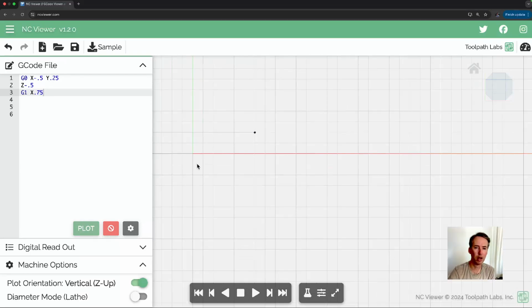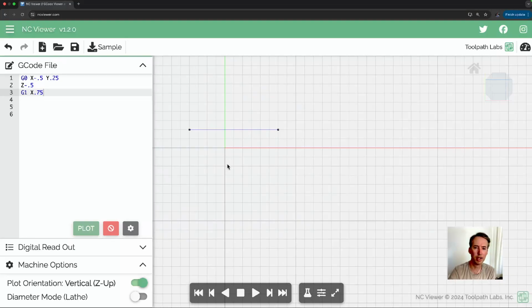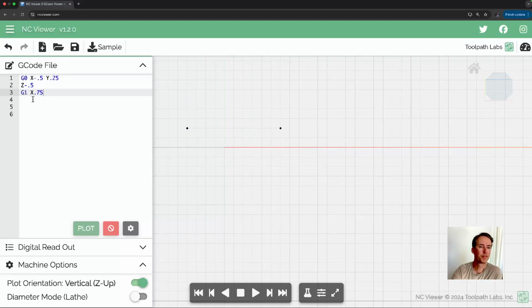And I did notice it is a little hard to see. This grid kind of shows up funny in these videos. So hopefully if I zoom in a little bit, that'll help.